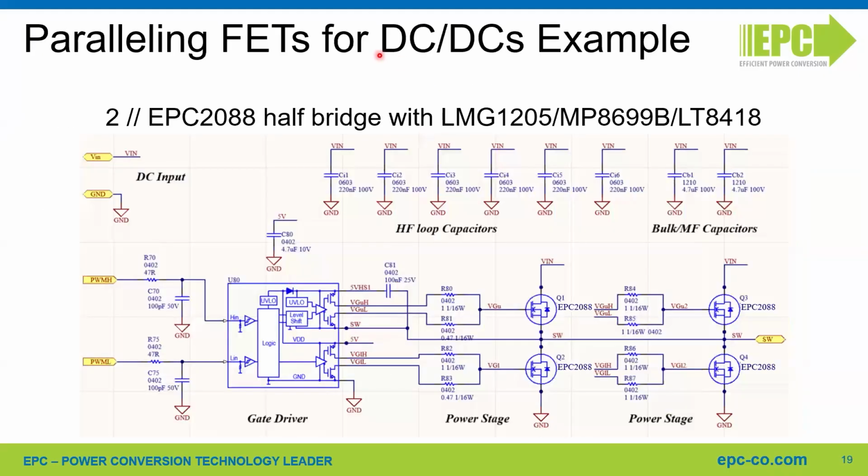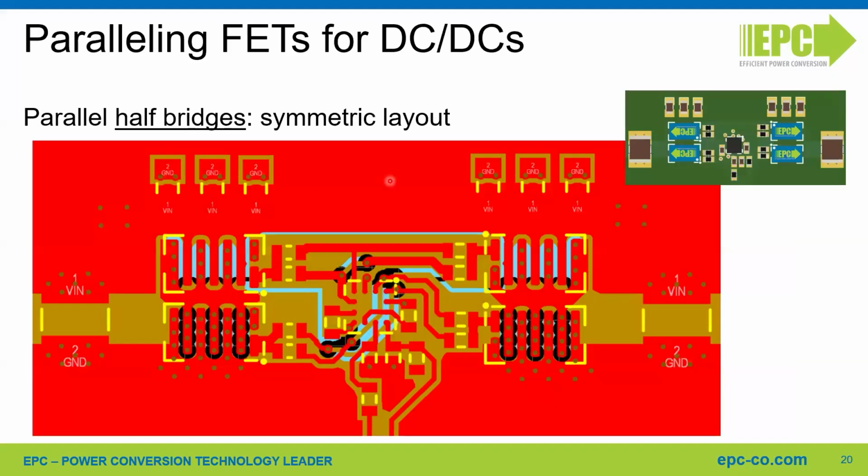As an example for paralleling two FETs for a DC-DC, we have the same circuit, but we added two extra FETs in parallel, and to be noted, they need to have their own gate resistors. So each FET needs ideally a turn-on resistor and a turn-off resistor. We added some more high-frequency capacitors, and as per the gate driver, the schematic is the same.